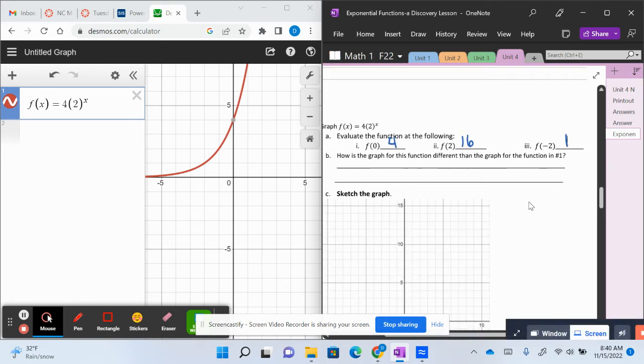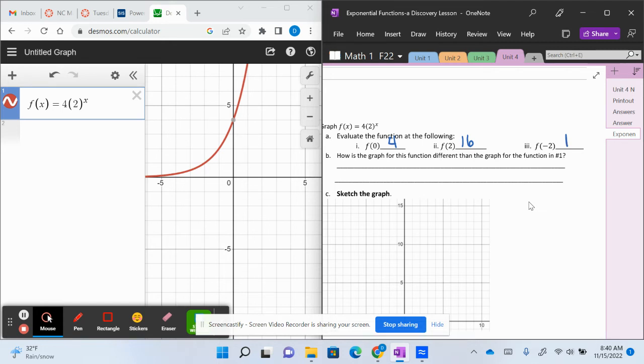So it says, how is the graph of this function different than the graph from function 1? Well, all of our outputs have been multiplied by... can you not wait till instruction is over? Okay, go. So how is the graph of this function different than the other one? All of the outputs have been multiplied by what? What's the multiplier we have there? What's that number outside of our... yeah, all of the outputs are 4 times bigger.